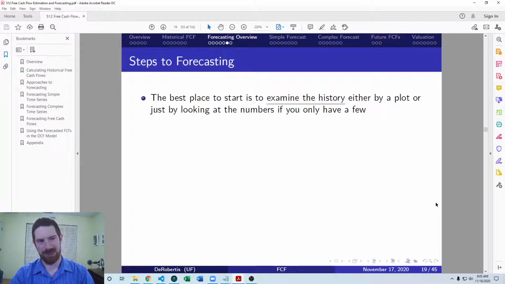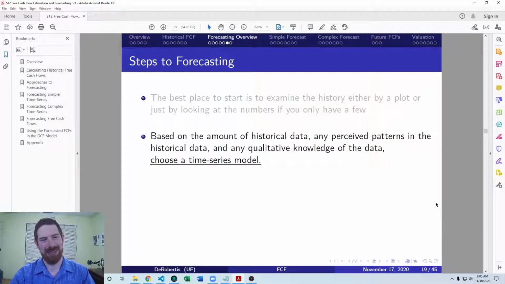So the general process to forecasting is first you want to look at the historical data. Plot is usually a very good way to do this. And if you just have a few numbers, you don't necessarily have to plot them. You can just look at the numbers, but as soon as you have more than a few data points, it makes sense to plot it, visually see it. And what you're trying to do is get an understanding of that data, so that you can ultimately make a choice on what time series model you're going to use.